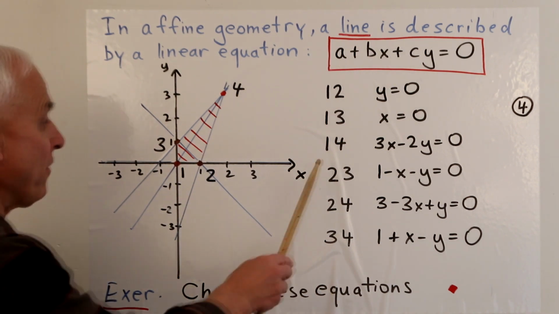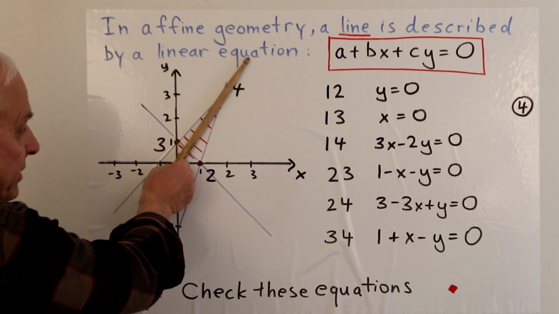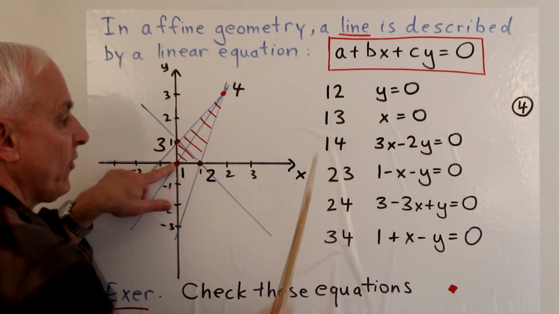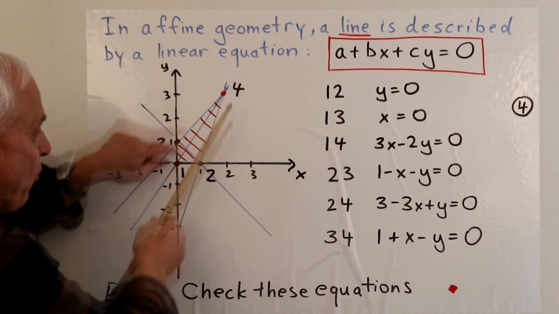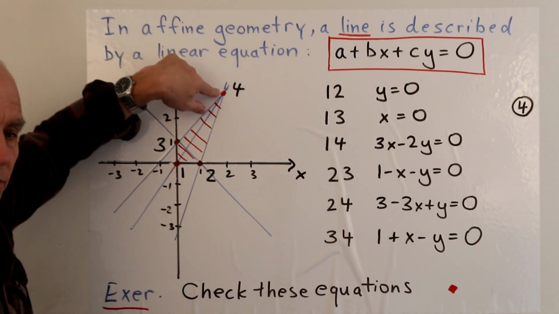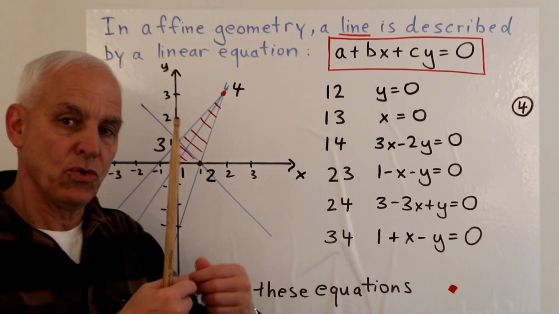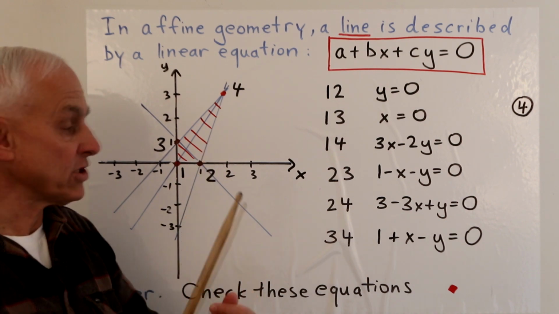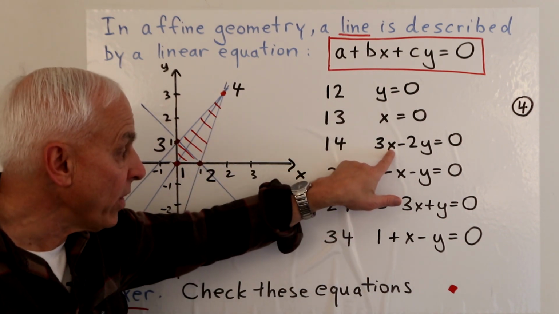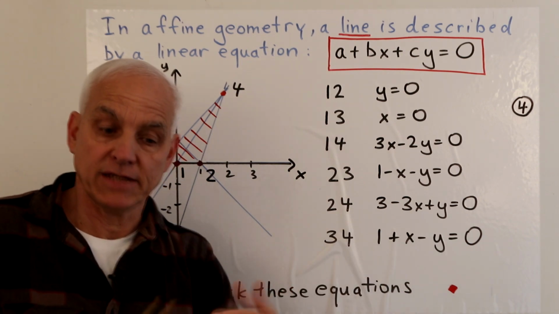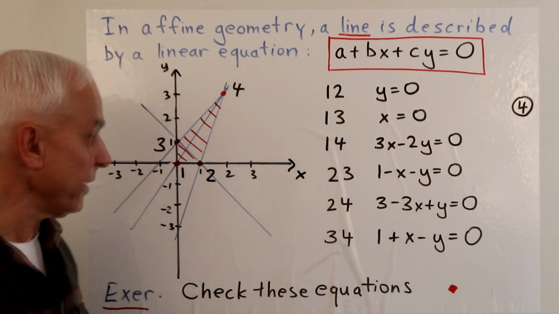Okay, so what about 1, 4? That's that line there. It's a line that goes through the origin. It has equation 3x minus 2y equals 0. And let's just check that this point 4 actually lies on that line. Remember what the point 4 was? It was the point whose coordinates were 2, 3. So the x-coordinate is 2, the y-coordinate is 3. And if you plug x equals 2 in here and y equals 3 in here, yes, the equation is satisfied. So that's the condition for a point to lie on a line.